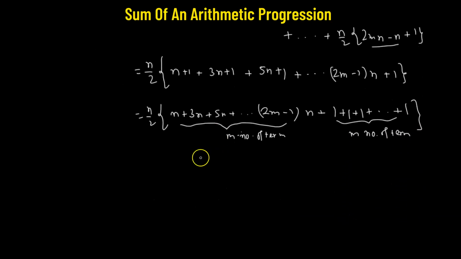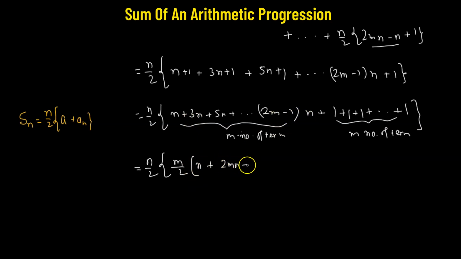So let's find out the sum of each. Now we'll be applying the formula for the sum. So here we note that the sum formula is given by S of n equals n over 2, where n represents the sum up to the n terms. So the n is the number of terms here. We have the first term plus the last term. So here, since it's got m number of terms, we have m over 2 multiplied by the first term, which is n, plus the last term, which is 2m minus 1 times n. That means we have 2 times mn minus n, plus we have 1 plus 1, which is added to itself m number of times. So this will be simply 1 multiplied by m.